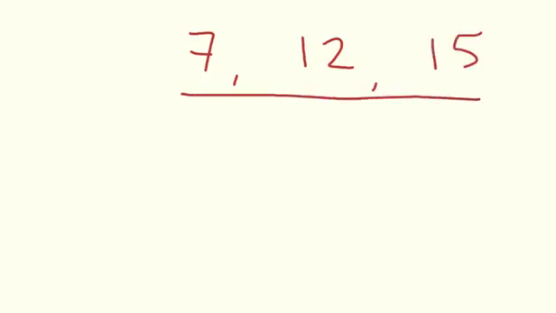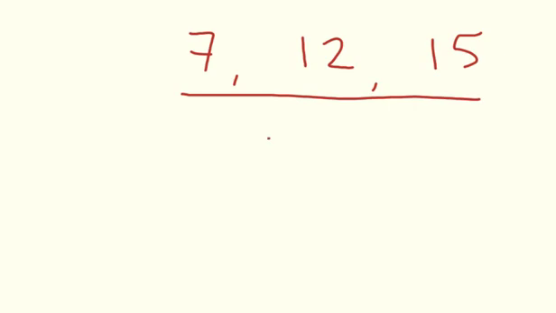Here, let's try another one. Let's try 7. Let's try 12. And let's try 15. I'm using 3 numbers because generally you could get that in an 11 plus exam. So 7, 12 and 15, what's the lowest common multiple? What do these numbers go into basically?